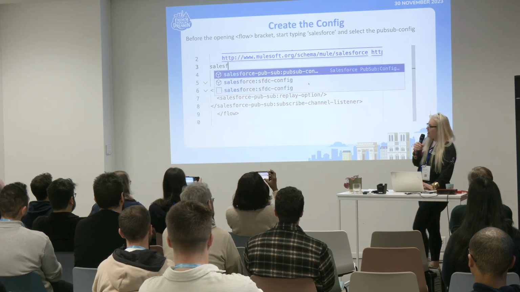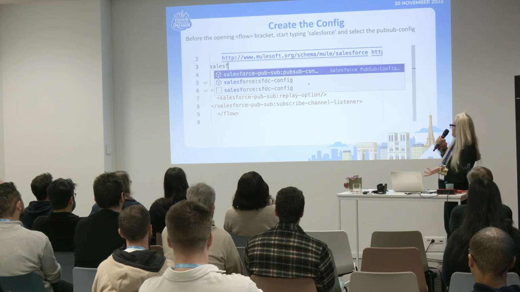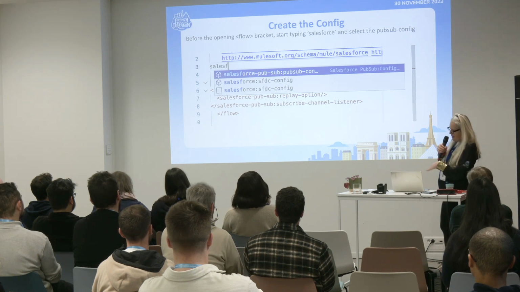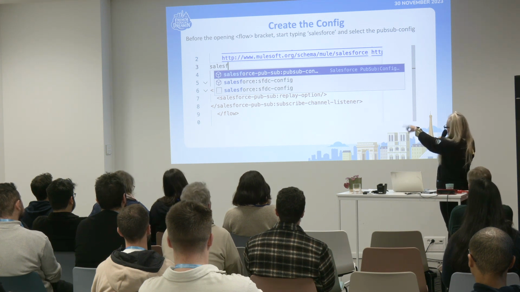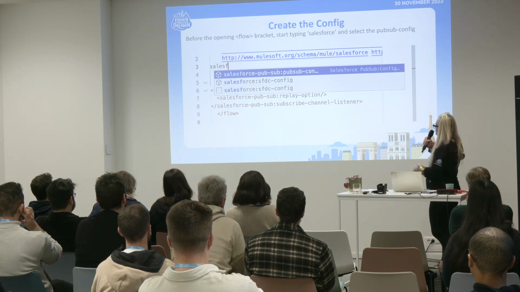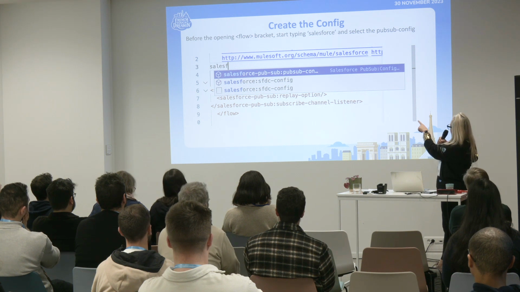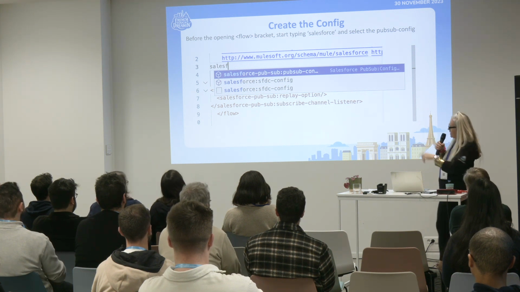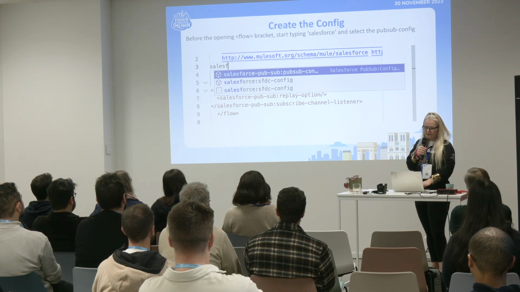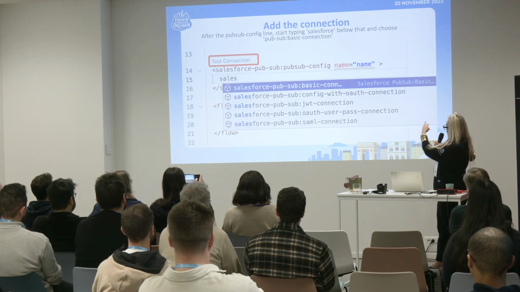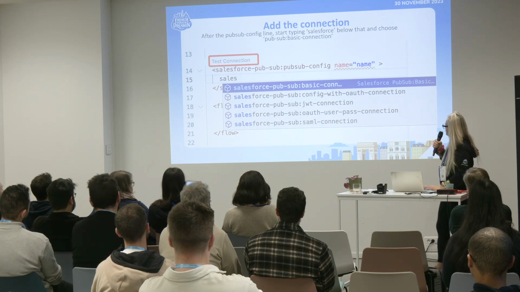So this is how I created the config. I just started typing in Salesforce, and it's before that flow tag. You want to do it outside the flow tag that it creates, which is down here a little bit hidden. You see Salesforce Pub/Sub config come up. It's IntelliSense, so you just choose that, click on it, and then start filling it out. That's where I decided to give it a name.